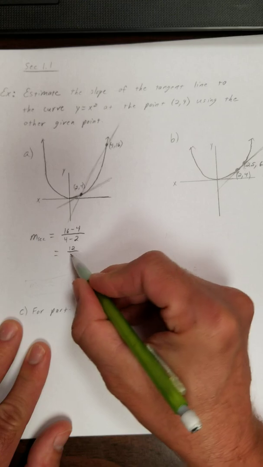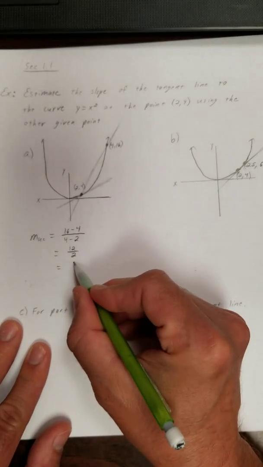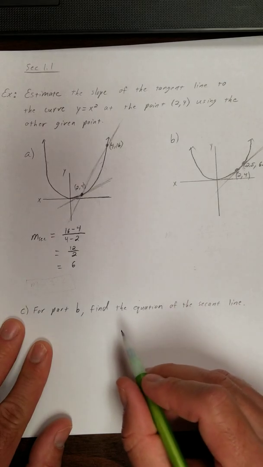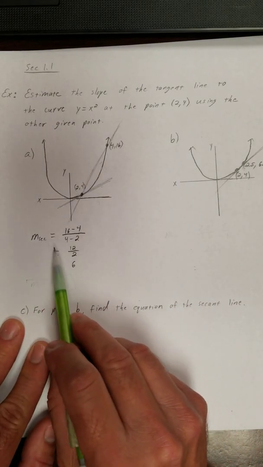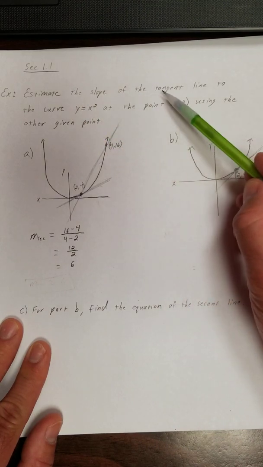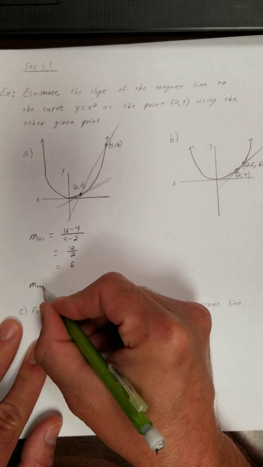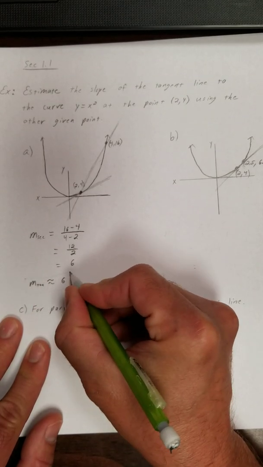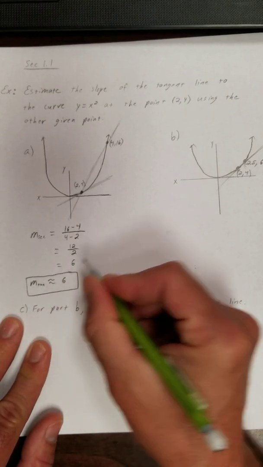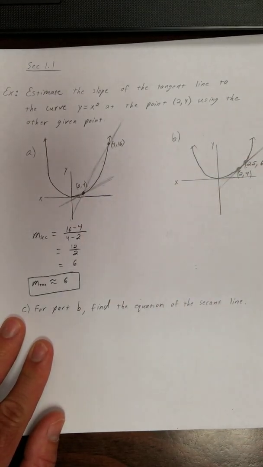Well, that gives me 12 over 2, and that'll give me 6. Now what is 6? The slope of the secant line. They want me to estimate the slope of the tangent line. So I'm going to put m tangent is approximately 6. It's not exactly 6, but we're using that secant line to approximate that one.